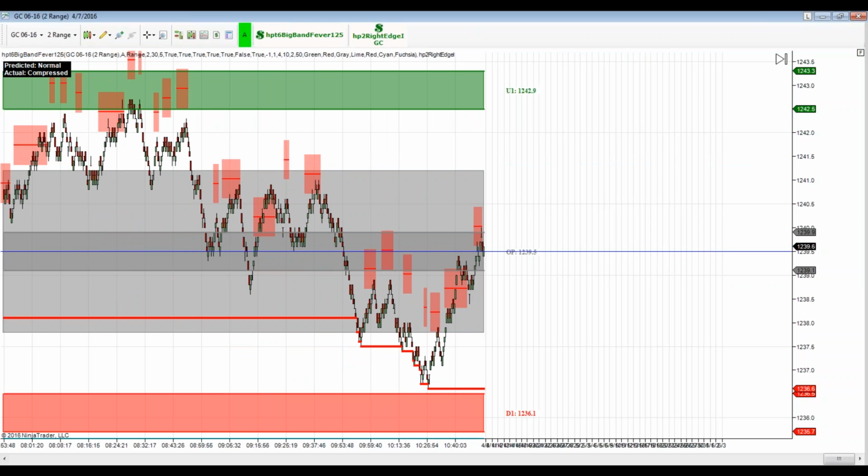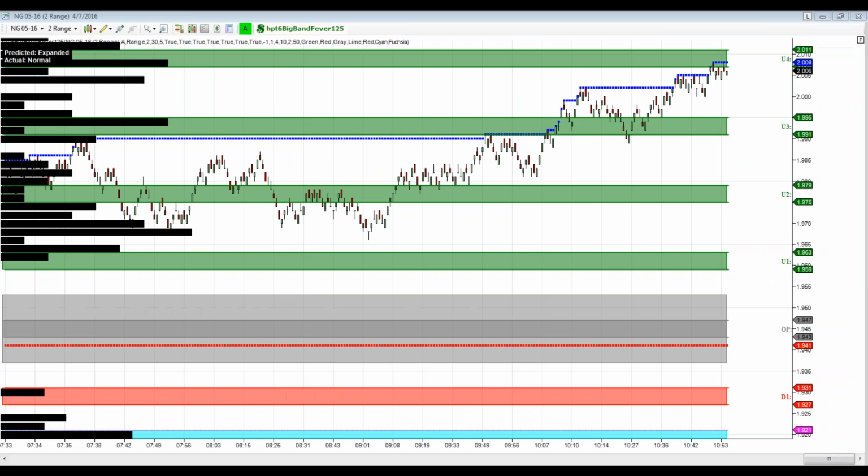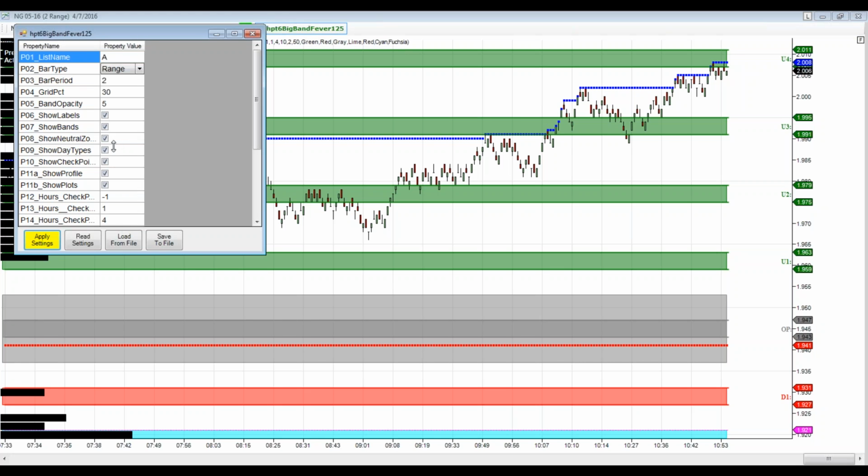Now that's the 530 pit open. You can use the same thing for natural gas. I think I showed nat gas this morning. Let me suppress some of the profile here so we don't have to see it.